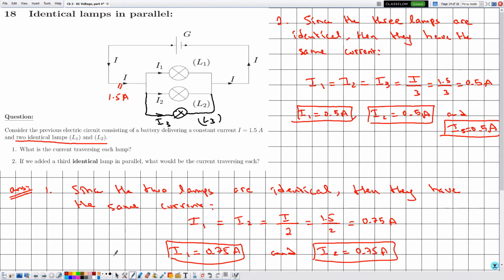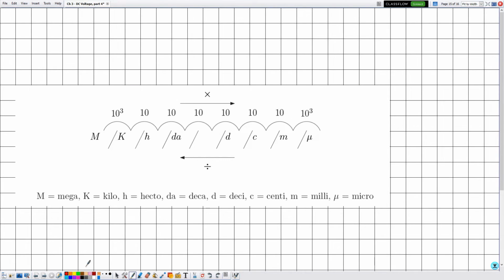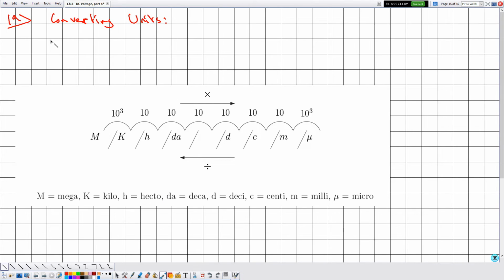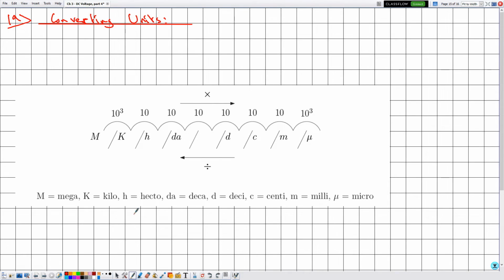And now finally, for the final section of this chapter, which is given by converting units. Then let me write section number 19, converting units. So let's recall the SI unit of the 2 physical quantities that we have introduced in this chapter, and they are given by the current and the voltage.